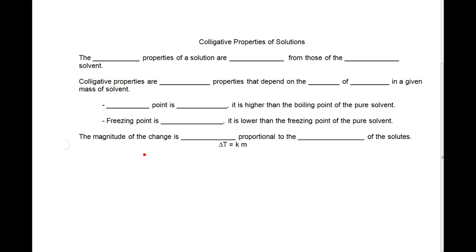All right, now, the last little tidbit that we're going to have you do right now is called colligative properties of a solution. That's a fancy way of saying how solutions behave differently than their pure solvents. So how is salt water different than water?